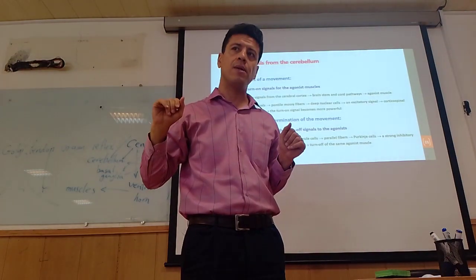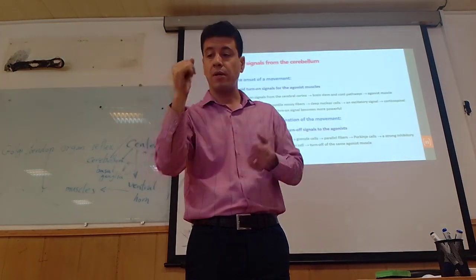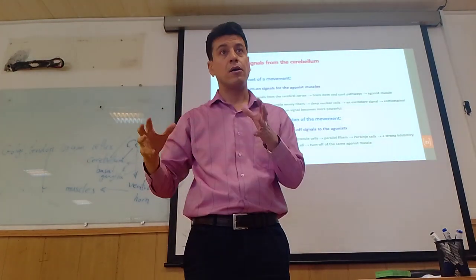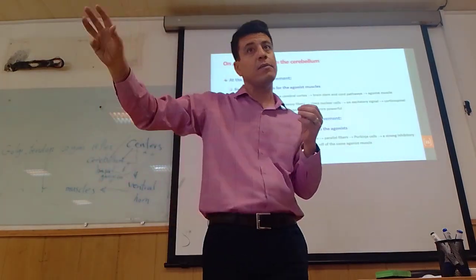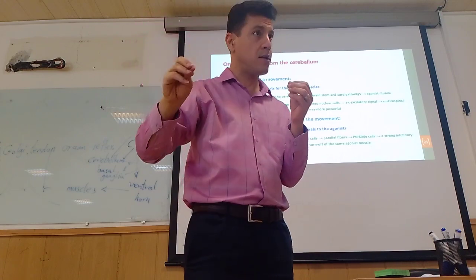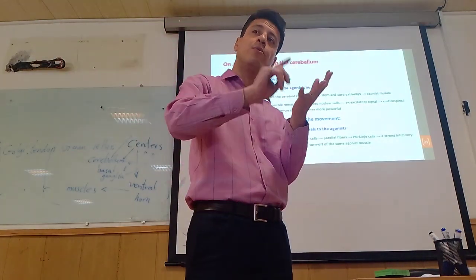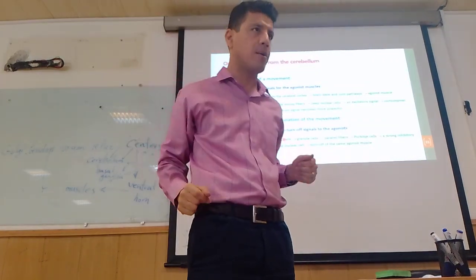Which part of the cerebellum? Intermediate zone. Because limbs are actually controlled by the intermediate zone, right? Intermediate zone sends information to the interposed nuclei. Interposed nuclei to rubrospinal, corticospinal. They help movement in the arm, okay?